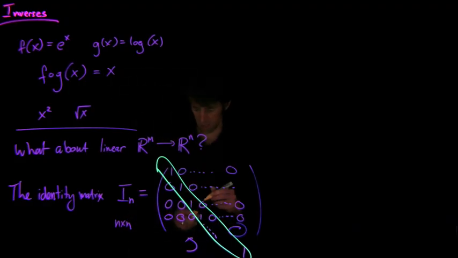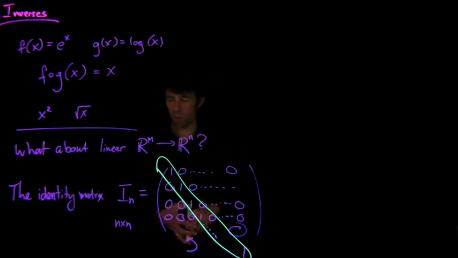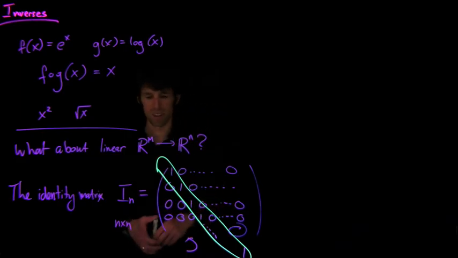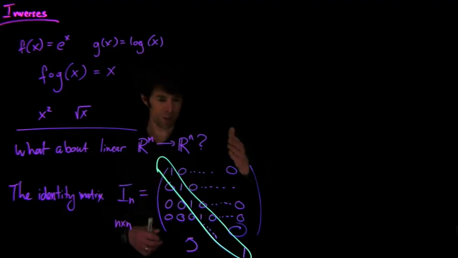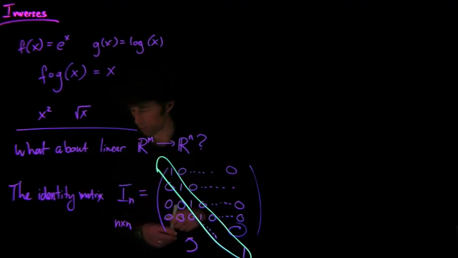Obviously, you can make one of these of any shape you want as long as it's a square matrix. So it doesn't make sense to talk about the identity matrix if it's 3 by 7. But if it's 3 by 3 or 7 by 7, then we can.